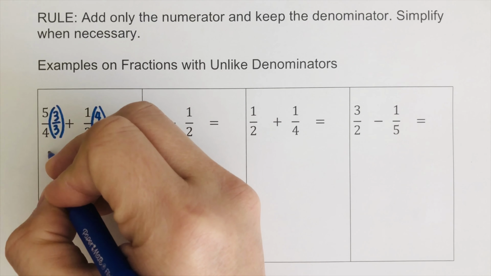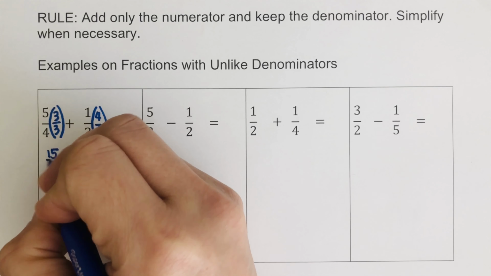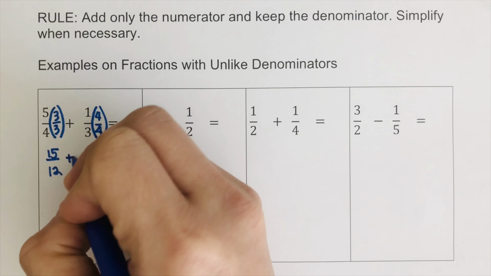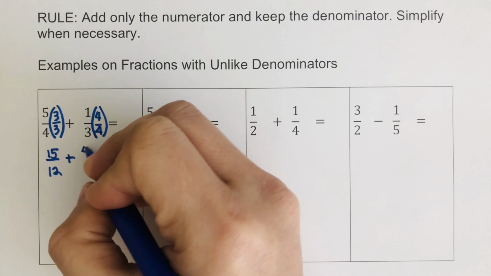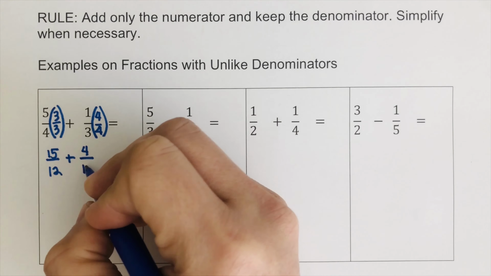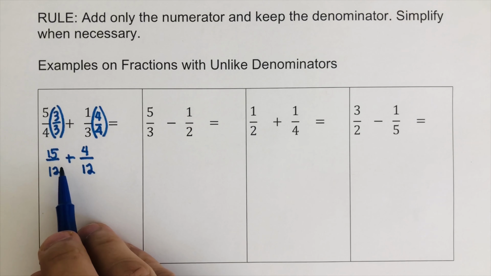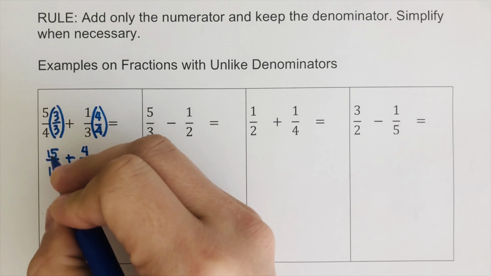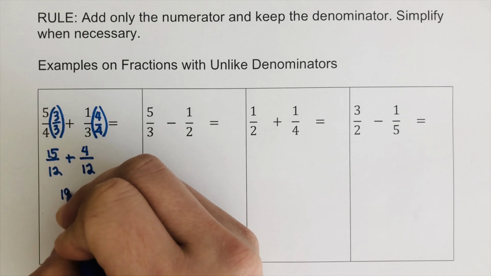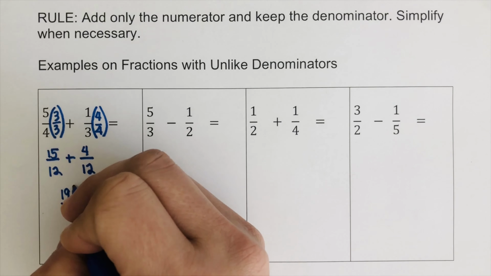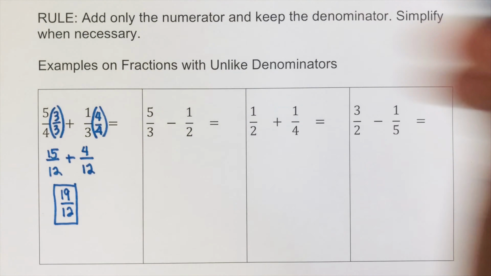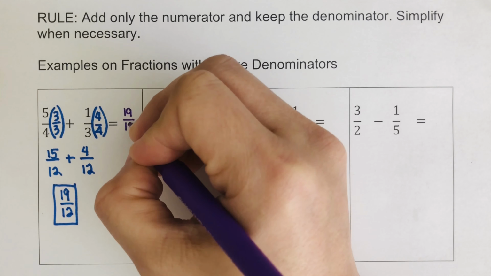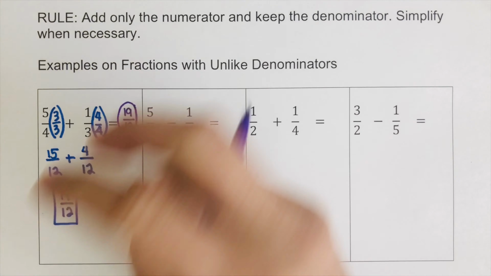So 5 times 3 is 15 over 4 times 3 is 12, plus 1 times 4 is 4, and then 3 times 4 is 12. As you can see, they already have the same denominator, and so we can already add them. So this would be 15 plus 4 is 19/12, and this is our final answer. So again, this is 19/12. I'm showing all the work down there.